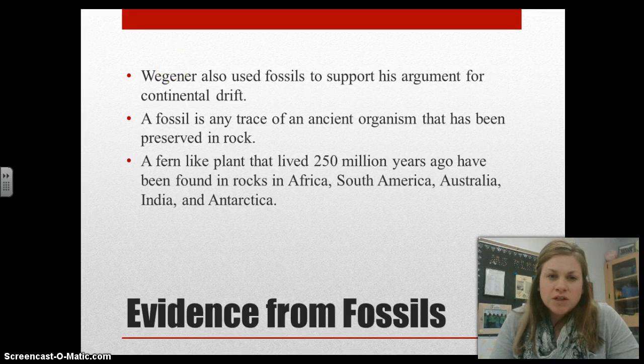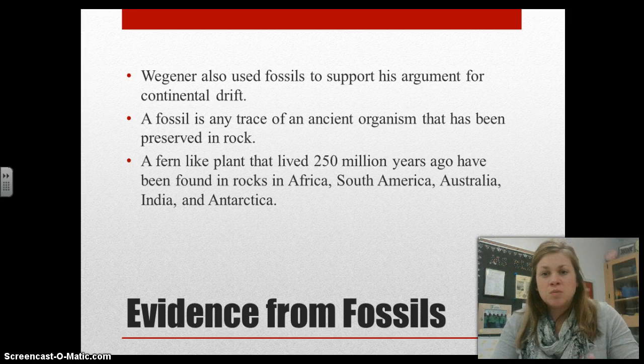Wegener used evidence from fossils. He used fossils to support his argument for continental drift. He found traces of fossils on different continents that these organisms would have no means of traveling and spreading if they weren't on one cohesive piece. So for example, on the Mesosaurus worksheet you guys have, the Mesosaurus is an alligator-like species.